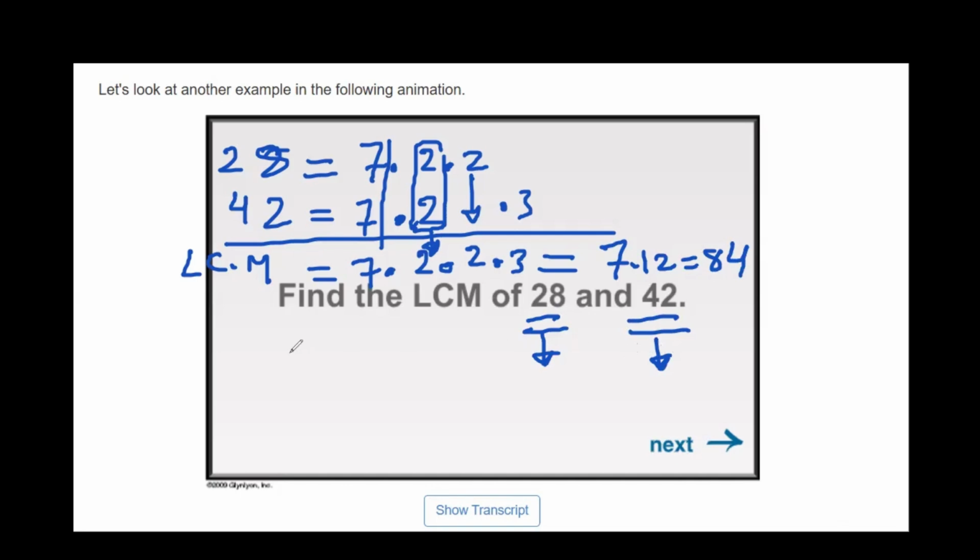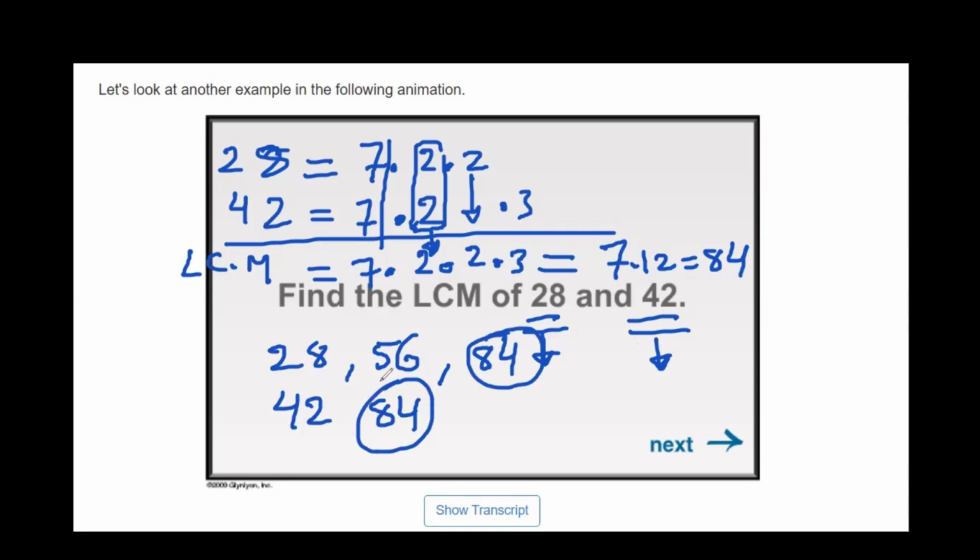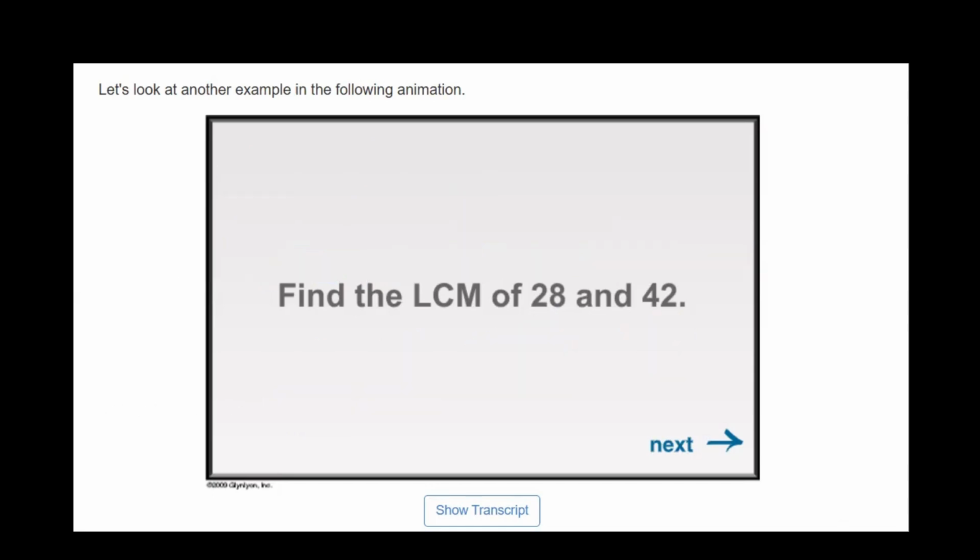Yani 28 times 2 is 56, times 3 is 84, and 42 times 2 is 84. So this is the least common multiple. Okay. Let's listen to the video.